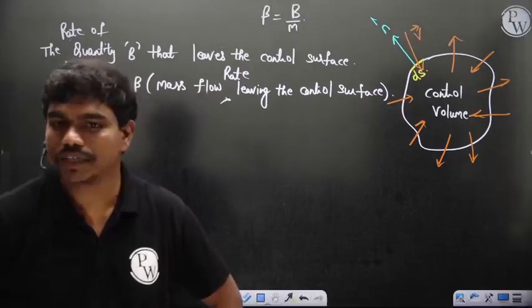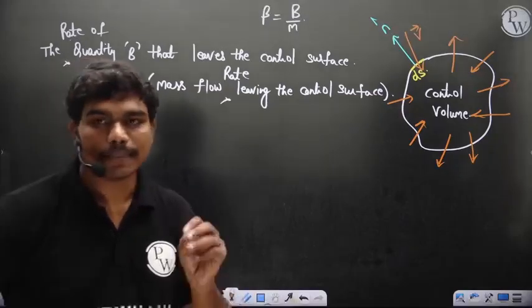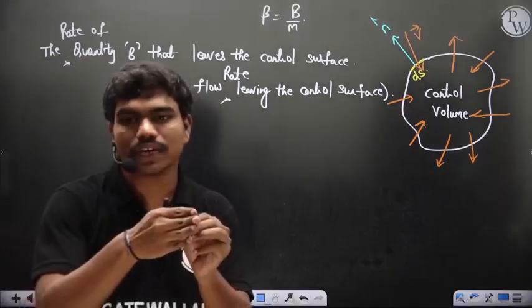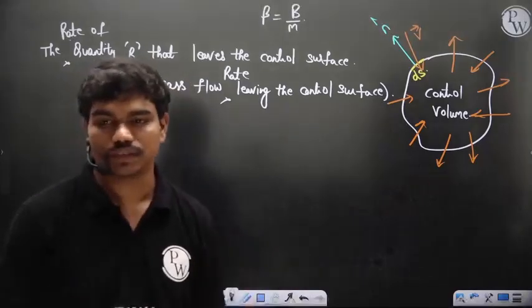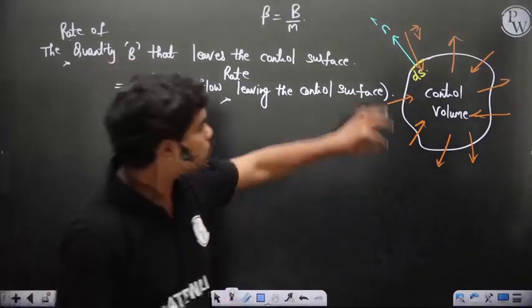Yes or no? Please type in the chat box. Can I write beta into the mass flow rate which is leaving the control surface is exactly same as the quantity B leaving the control surface? Correct? Now take this small surface.